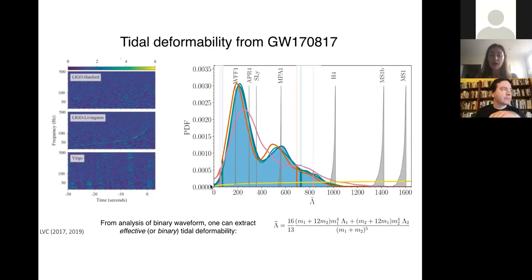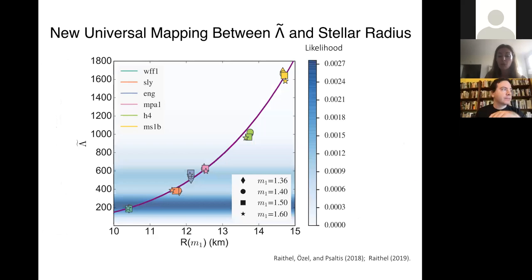Okay, so we have a measurement of lambda from 170817. As you can see, it peaks at pretty low values. Low values are more compact stars, less deformable. But what we've done, and this is Carolyn Raithel's work, she's going to talk to you later today. She was a graduate student with me before moving on to Princeton. What we've discovered is a new universal mapping between this effective tidal deformability of the binary and the radii of the components.